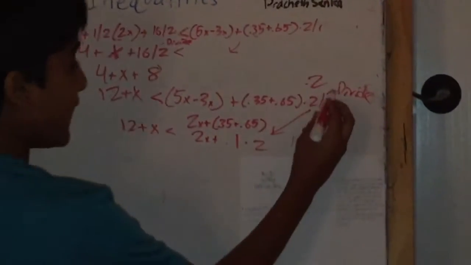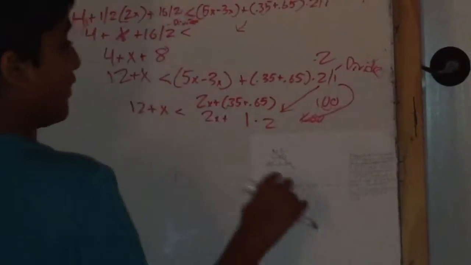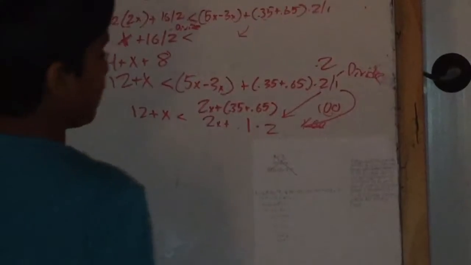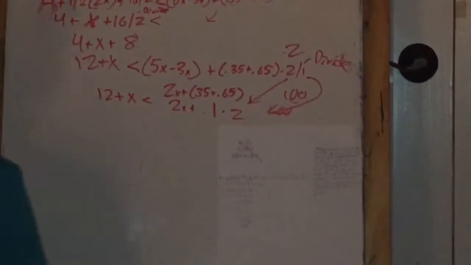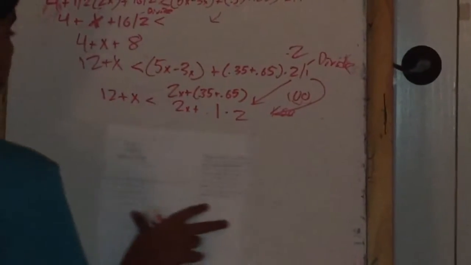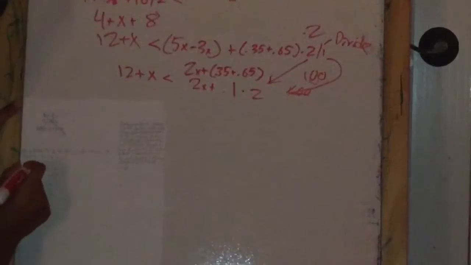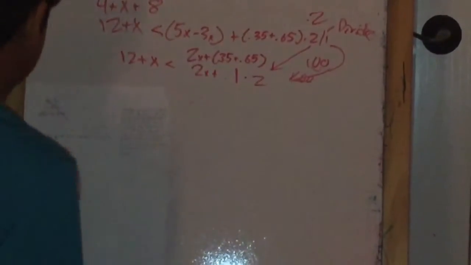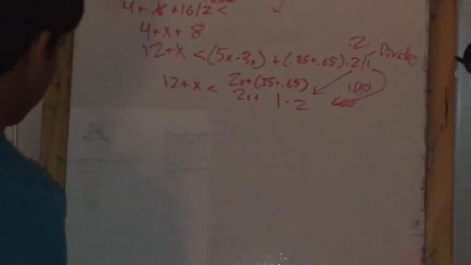So you gotta check. You check, you bring the 2 down, you get 2x plus 1 times 2. Okay? Right? Now I'm gonna look back at the steps, so we're doing everything right, because this is the life of steps. So you get 12 plus x, 2x plus 2, times 2.